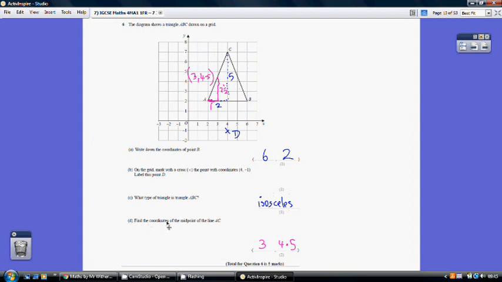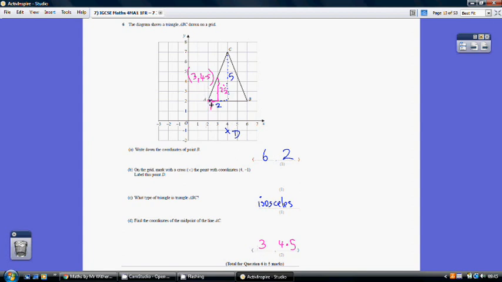Part D, find the coordinates of the midpoint of the line AC. Now A has got the coordinate (2, 2) and C has got the coordinate (4, 7). So we need to go halfway along between those. So you average the x coordinates and you average the y coordinates. The x coordinate of A is 2 and the x coordinate of C is 4. The average of 2 and 4 is 3. So our x coordinate is 3.